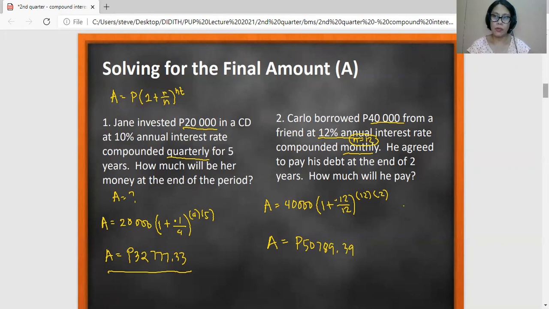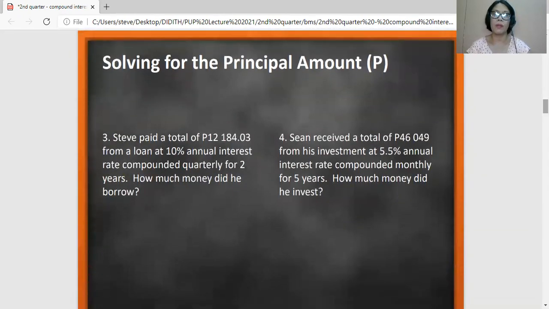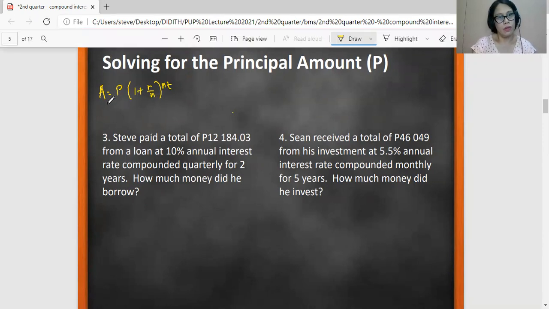Okay, so what if we are asked to solve for the principal amount? So from A equals P quantity 1 plus R all over n to the nt, we will just isolate this P. So we will divide both sides by the second factor on the right side of the equation so that your P will be equal to A all over quantity 1 plus R all over n to the nt. So P is asked in problems number 3 and number 4.